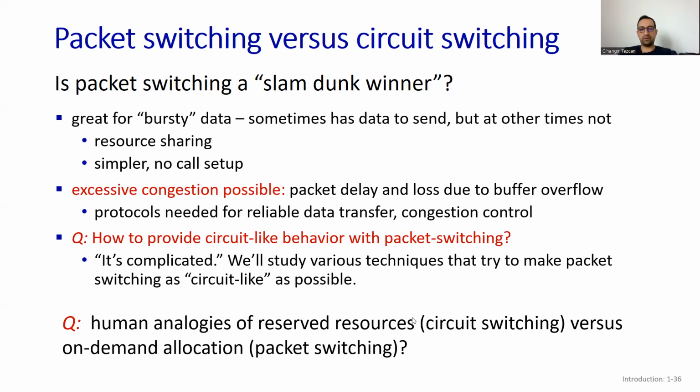Human analogy of resource allocation: circuit switching versus on-demand allocation in packet switching. So the book actually asks you, do you have any idea about a human analogy? And one example they give is as follows. For instance, when you want to go to a restaurant, some people call and reserve, right? So if everybody makes a reservation, it is like circuit switching. So all of the tables are allocated for people who made a reservation. So you go there and you sit down and order your meal.